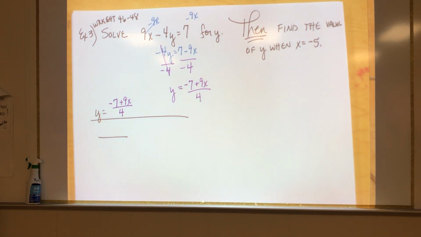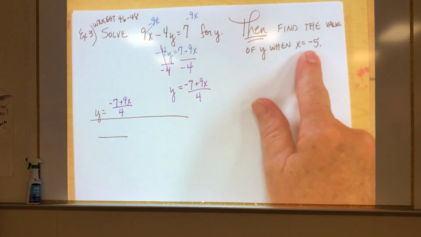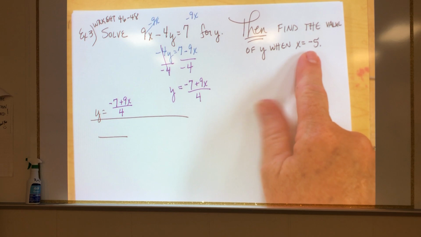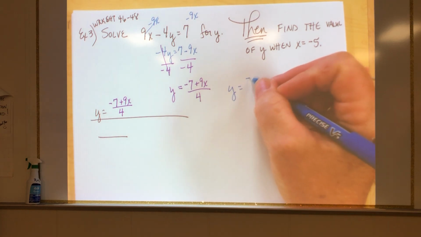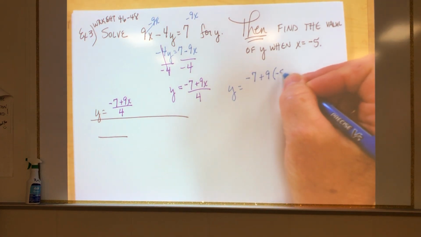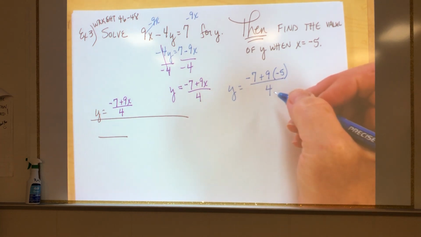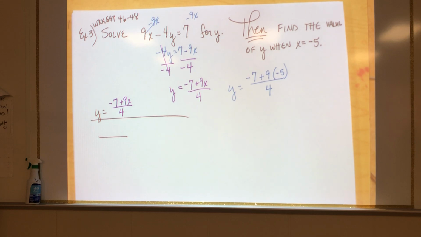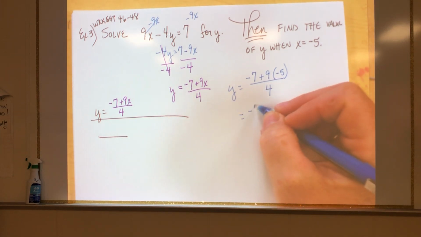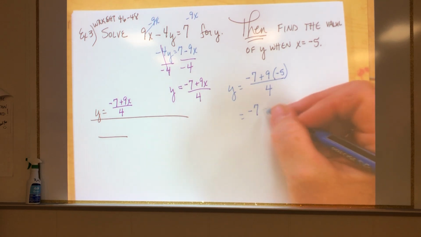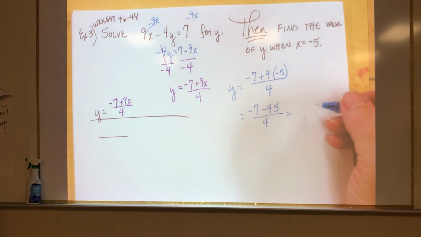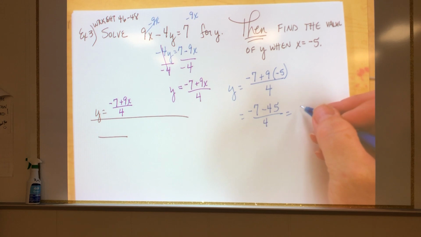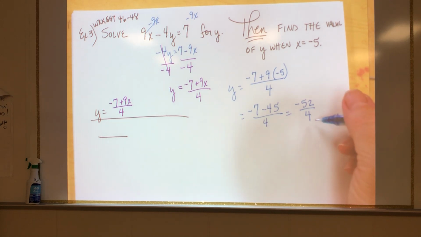All right, now what do we have to do? Now we've got to find the value of y when x is negative 5. So what am I going to do? Put in negative 5. Yeah, I'm going to plug in a negative 5 for this x right here. So I'm going to say y is equal to negative 7 plus 9 times negative 5 all over 4. Let's see, negative 7. What's 9 times negative 5? Negative 45. All over 4. And what's negative 7 and negative 45? Negative 52. That's what it used to be back in the olden days. Negative 52 over 4. Okay?